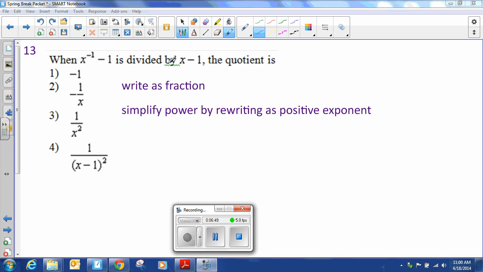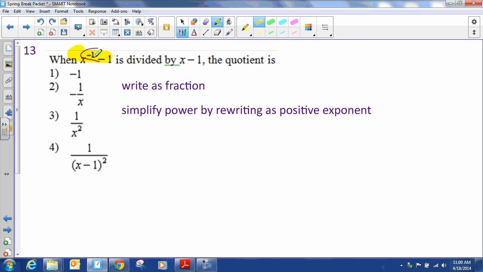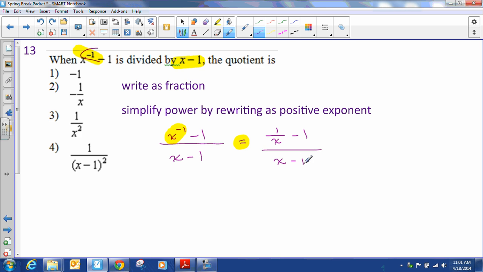Number 13, I would rewrite this as a fraction first. It says that this is divided by this, so you want to write that as this first expression divided by this second expression. And the tricky thing is this negative exponent, which you want to rewrite as the reciprocal 1 over x minus 1, and then put all that over x minus 1. Now this will require you to come up with a common denominator, so you'll have to take care of this.